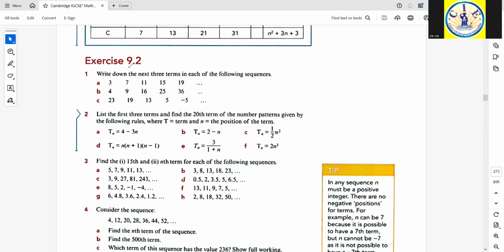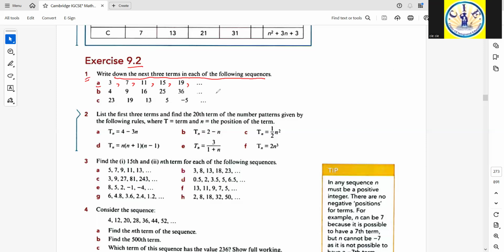Now we are going to solve exercise 9.2. It's question number 1. It states that write down the next three terms in each of the following sequences. We are given this sequence in part A, whose first term is 3, second term is 7, third term is 11, fourth term is 15, fifth term is 19, and so on. And we are required to find out its next three terms.